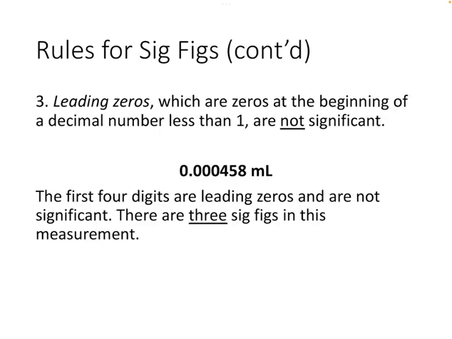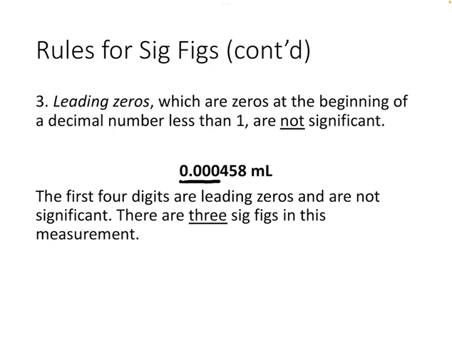Now, what if your 0 is in front of your number? So for example, let's say you have a very small number, a decimal. Are these zeros in front significant? Well, we call those leading zeros. So those are zeros that are at the beginning of a decimal number that's less than 1. And those are actually not significant. Now, the reason for that is they're really just placeholder numbers to represent how small our value is.